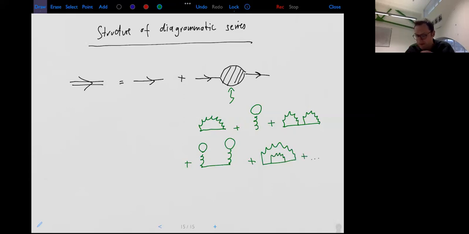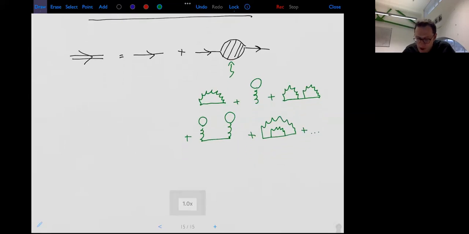Right. So I can represent this infinite series in this very simple way by these two terms. Okay. What more? Now, when I look at these terms inside this, and I'll actually draw it like this, just to distinguish it from something else. So when I look at these diagrams, I can see that they fall into two classes.